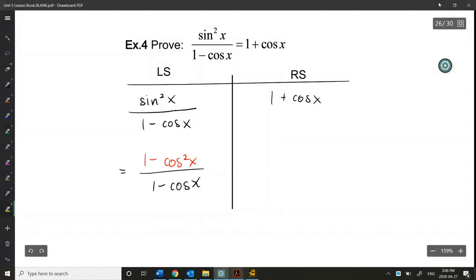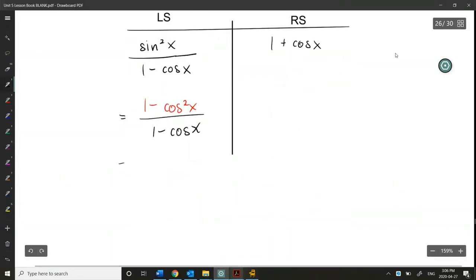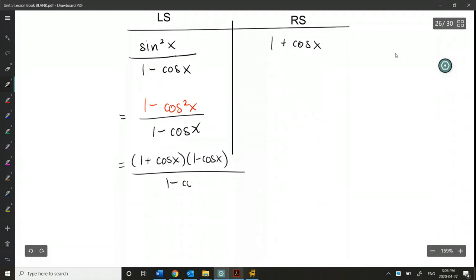So what else can we do? Well, I am noticing here that this is actually a difference of squares. It's 1, which is a perfect square, minus cos squared, which is of course a perfect square. So let's try to factor. This is going to factor into 1 plus cos x, 1 minus cos x. So you're going to see some of our rational expressions stuff bleeding into some of our proofs in this unit.